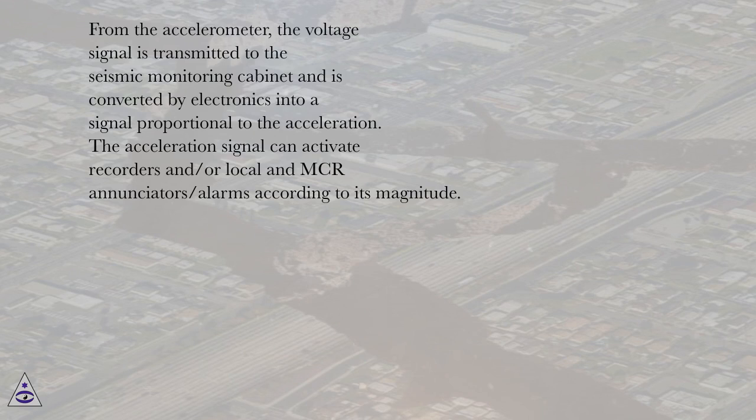From the accelerometer, the voltage signal is transmitted to the seismic monitoring cabinet and is converted by electronics into a signal proportional to the acceleration. The acceleration signal can activate recorders and/or local and MCR annunciators/alarms according to its magnitude.